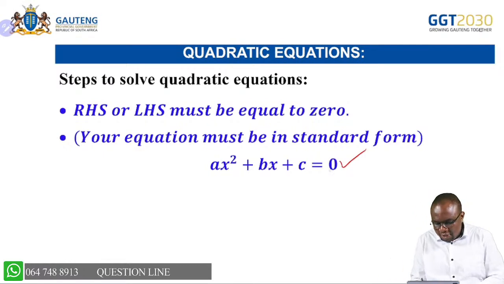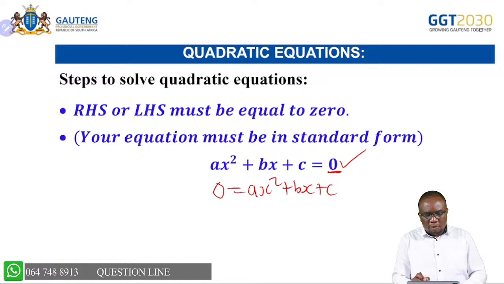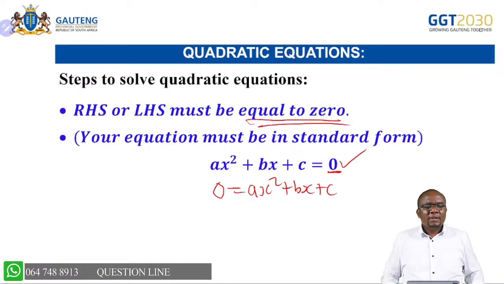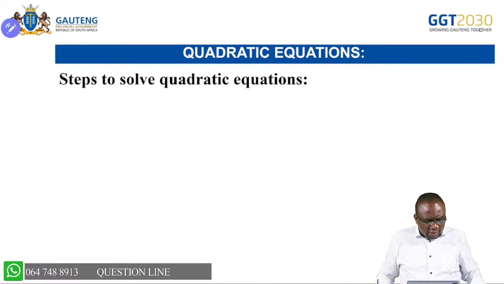So you see, 0 is on its own, on the right-hand side. It can be like this also: 0 is equal to ax squared plus bx plus c. 0 must be on its own, the algebraic skeleton on one side. Don't forget that. Okay, right.